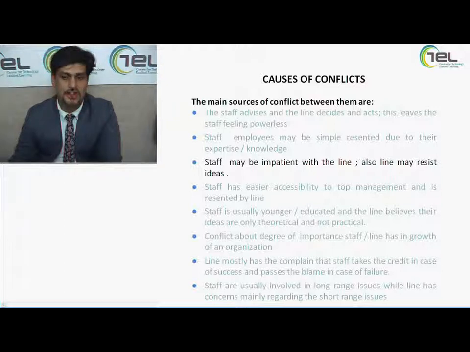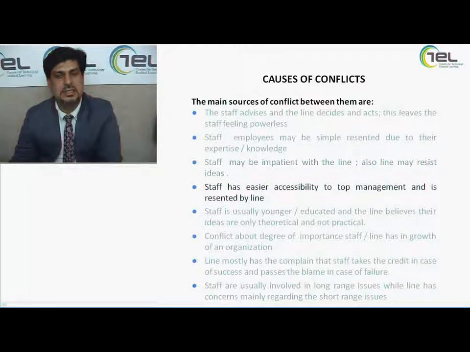Now, the other reason for conflict between staff and line is that staff usually gets impatient with the line people because staff thinks whatever ideas they propose are implementable and can be used or followed by the line immediately. But line may resist the idea because they may not find the ideas to be very practical, or they may not find the ideas to be easily applicable. Staff has easier accessibility to the top management and is resented by the line. Staff is usually in contact with the top management.